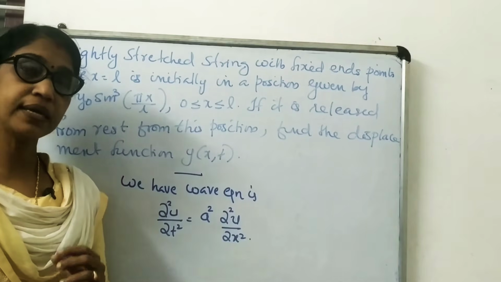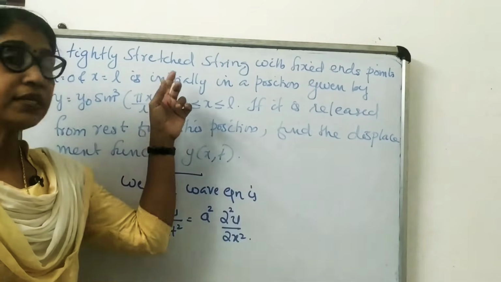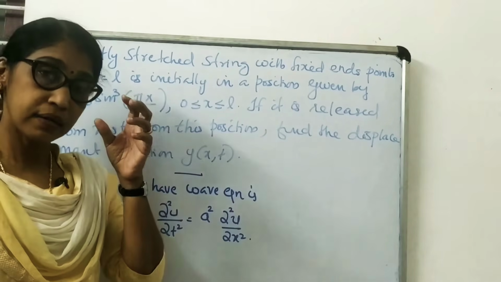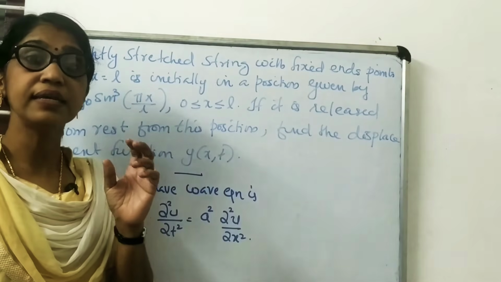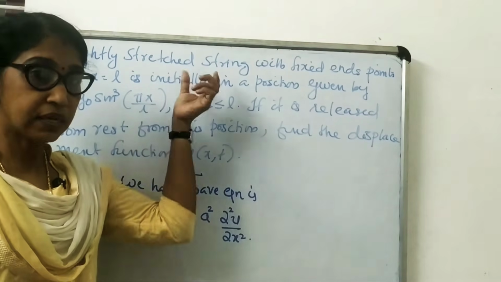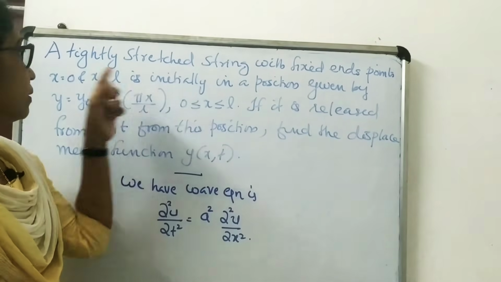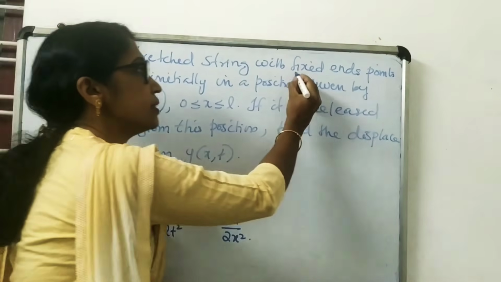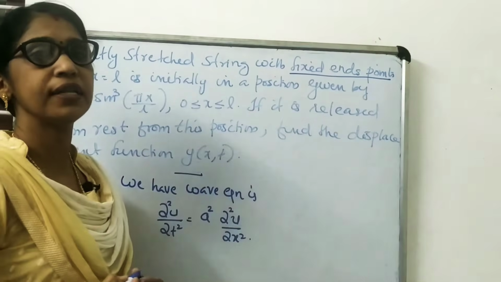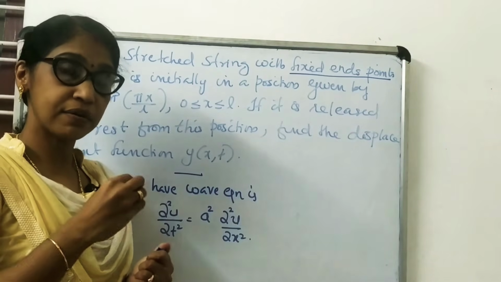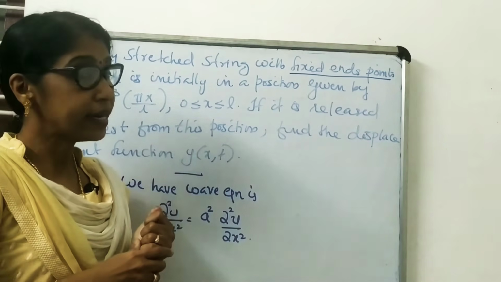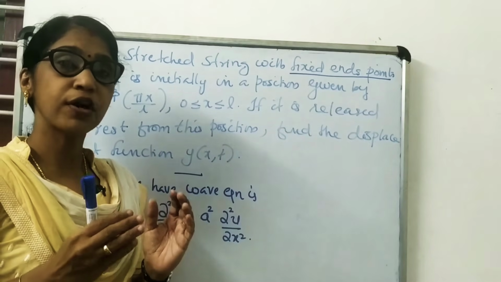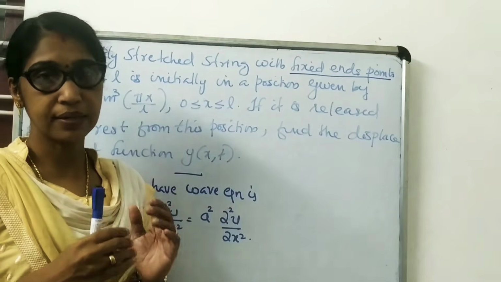Then only we have to write the solution. Now we have to read this question carefully and find out what are the boundary conditions and what are the initial conditions that are given in this question. Look at this. The string is a tightly stretched string with fixed endpoints. From this point, we have to write the boundary conditions. Fixed endpoints means both the boundary conditions are 0.